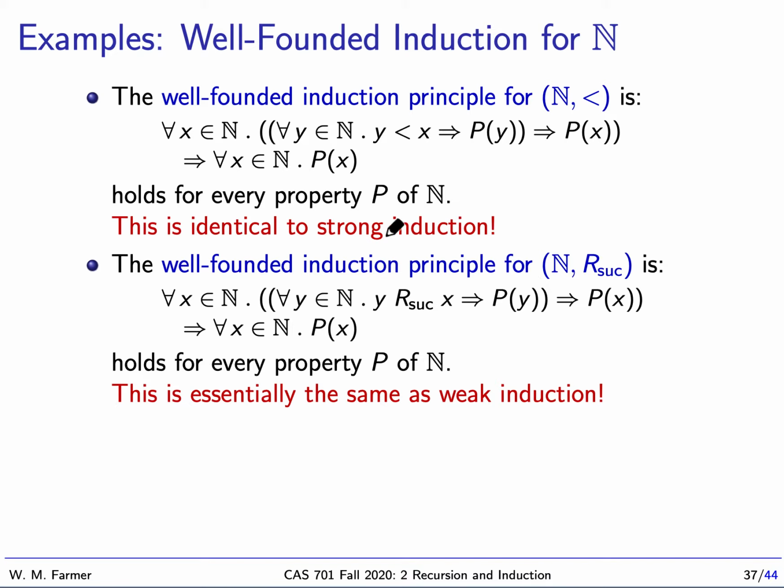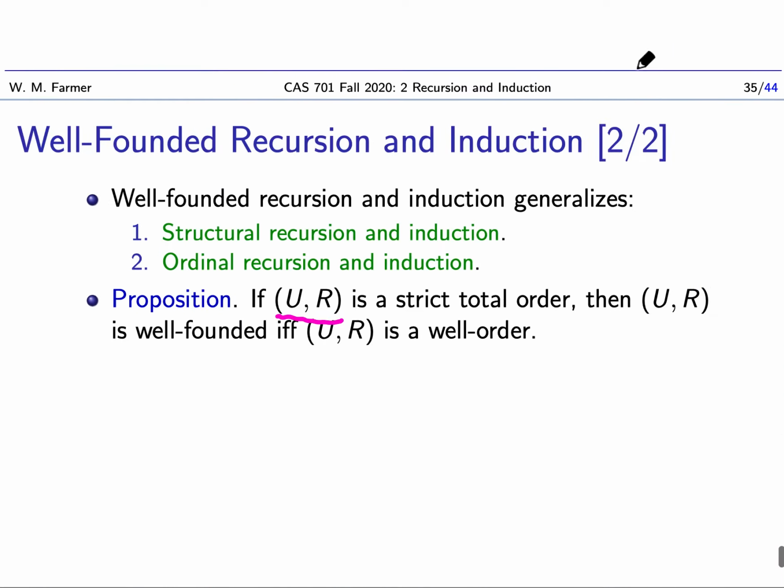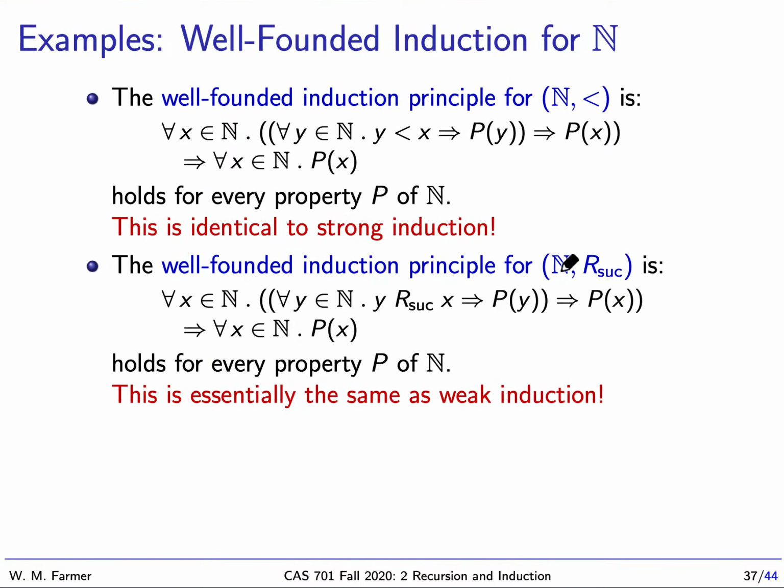The first is the well-founded induction principle for the natural numbers and less than. Less than is a well-founded relation. This is our induction principle. Basically, I just took the induction principle that we had up here, and I replaced R with less than, and I replaced our set U with the natural numbers. And if you think a moment, this is exactly the same as strong induction. So strong induction is well-founded induction for the natural numbers, where the well-founded relation is less than.